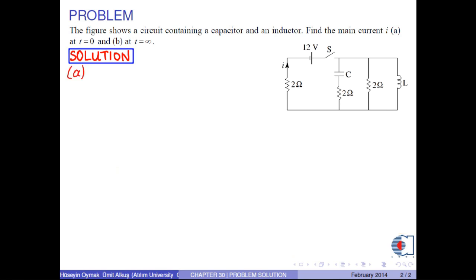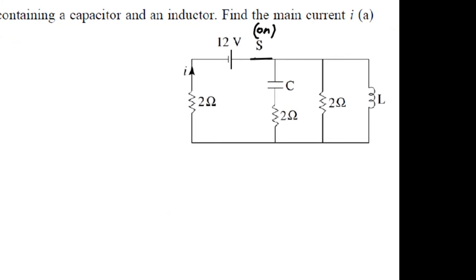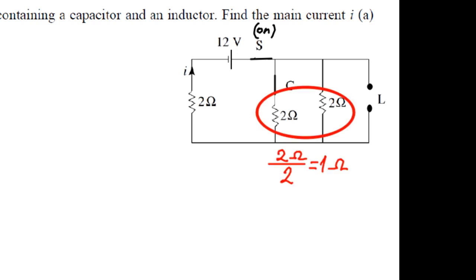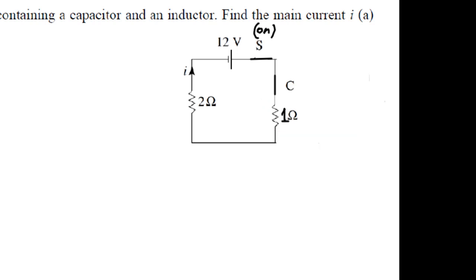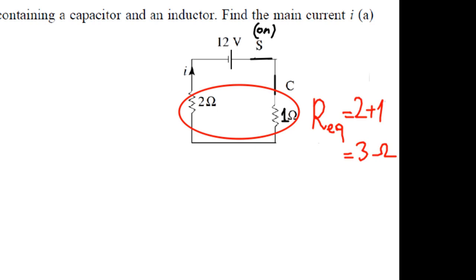In part A, when the switch S is on, the capacitor behaves like a short circuit and the inductor behaves as an open circuit. The equivalent resistance for the parallel resistors is 1 ohm. Now the 1 ohm resistor is in series with the 2 ohm resistor. Then the equivalent resistance is 3 ohms.